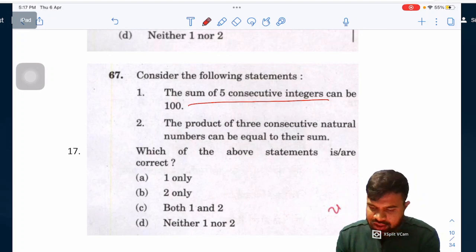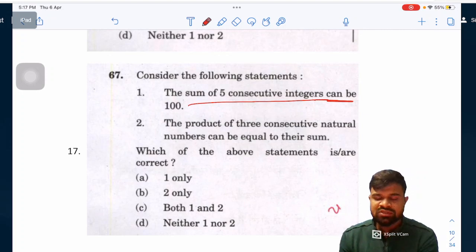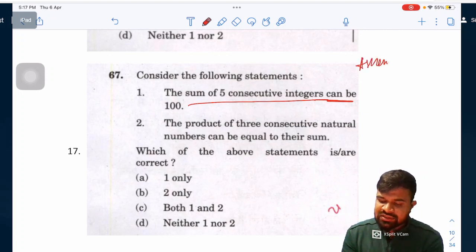Okay. Now, the sum of five consecutive integers. Now how to approach this kind of question? This will be done by the art of assumption.